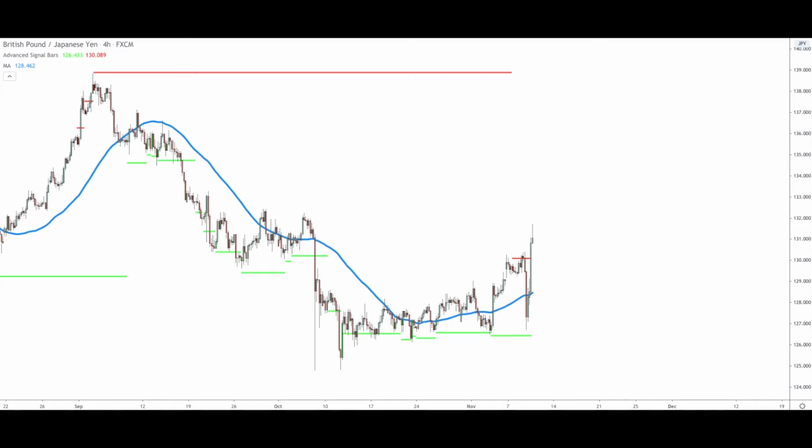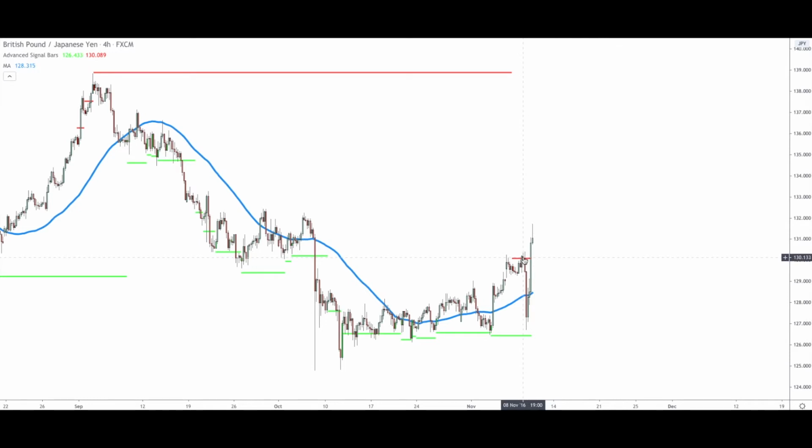So the setup is very simple. When you have the price above the moving average and the candle breaks above this horizontal line, this red horizontal line, then you can place an order.